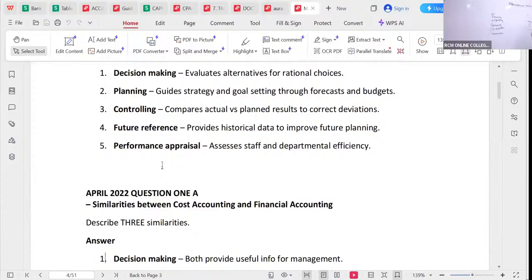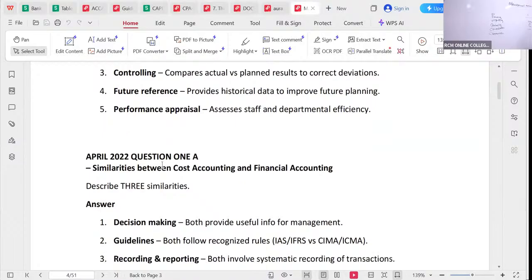I think I've tackled enough questions and I can go to the next topic, because my aim is to show you there are similarities between cost accounting and financial accounting. Are they similar? Yes. In decision making, both provide useful information for management. Both follow recognized rules. Even if management accounting is quite flexible, it still follows what we call CIMA, which stands for Chartered Institute of Management Accountants. So both somehow follow recognized rules.